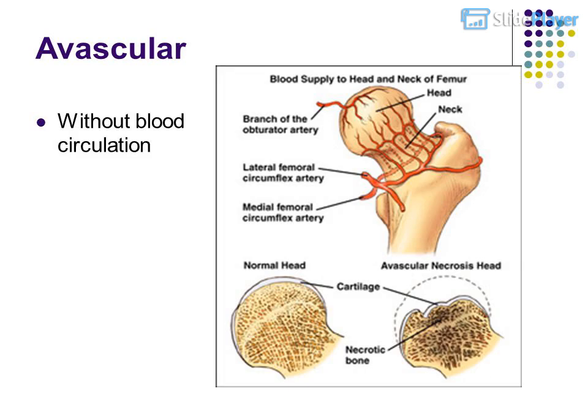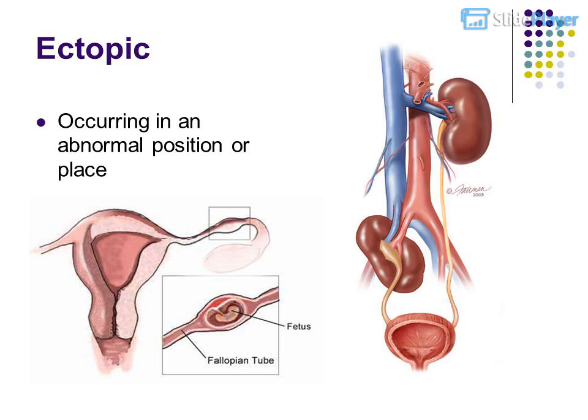Avascular, without blood circulation. Ectopic, occurring in an abnormal position or place. Ectopic pregnancy is a complication of pregnancy in which the pregnancy implants outside the uterine cavity. Ectopic kidney is a kidney not located in the usual position.